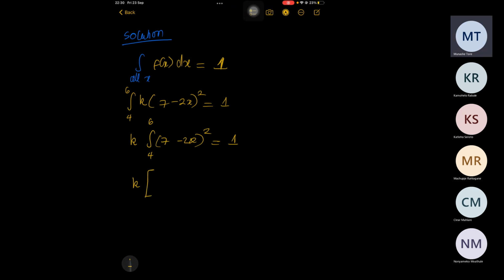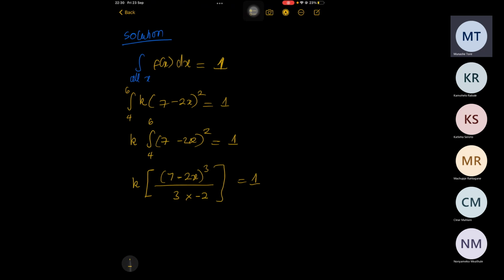Then when we integrate this, it's going to be (7 minus 2x) to the power 3 divided by 3, times the derivative of the function within the bracket, which is times -2. It's going to be 1.